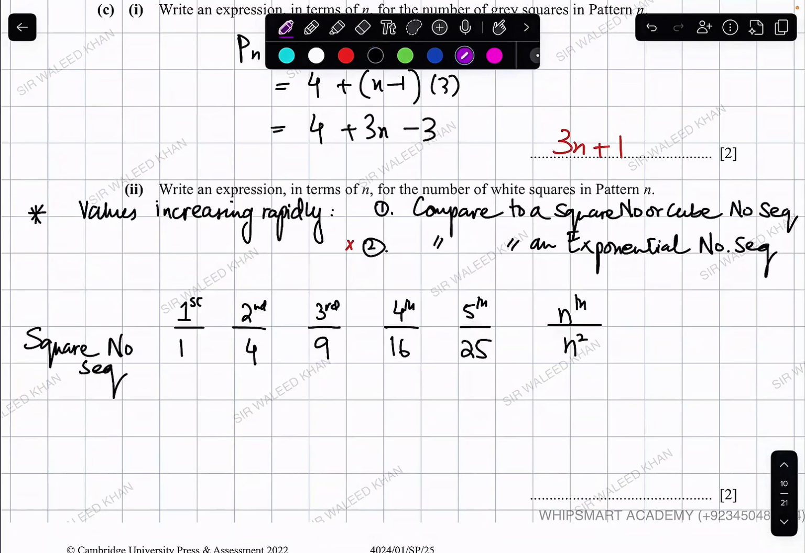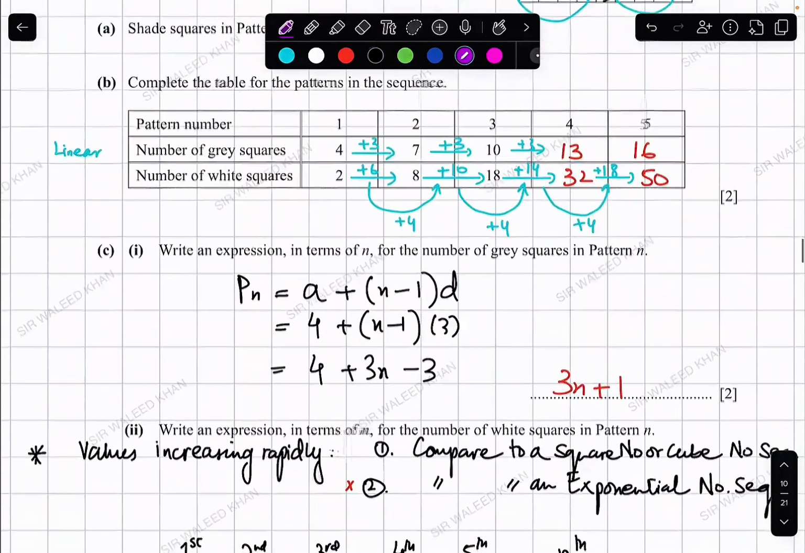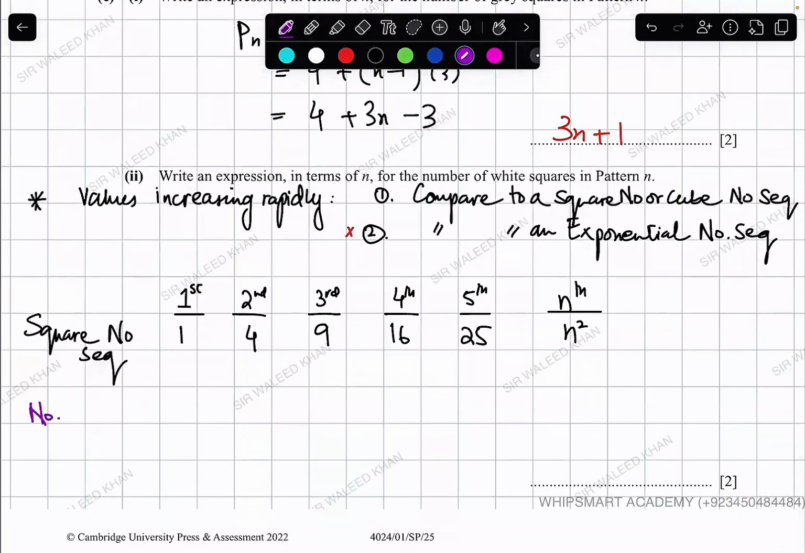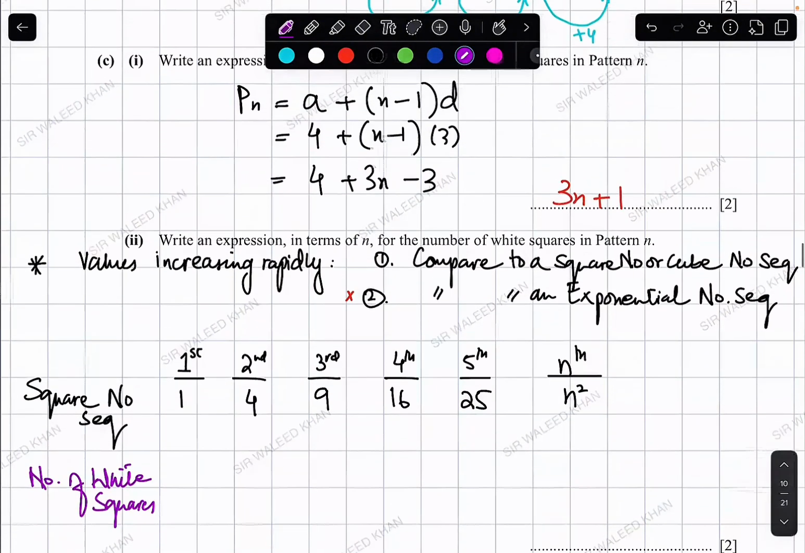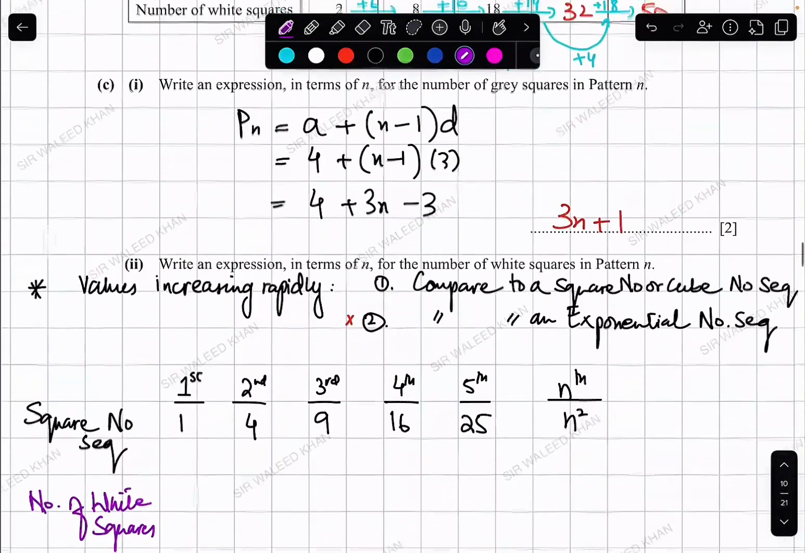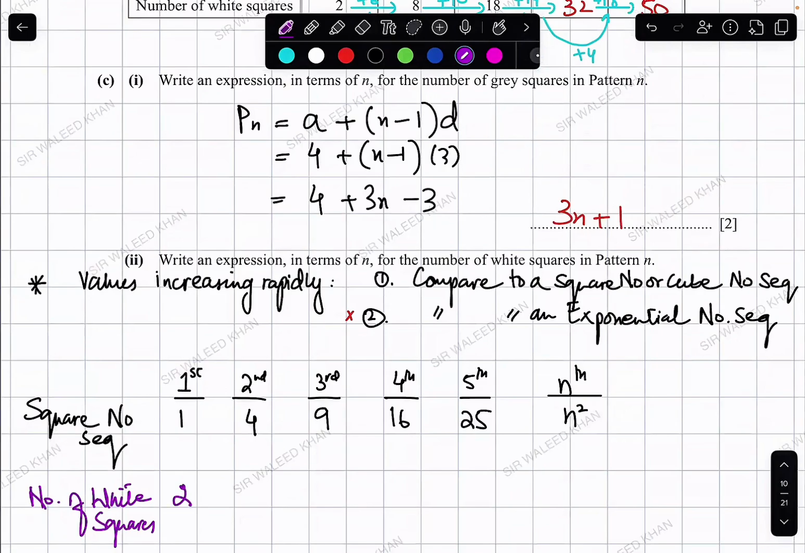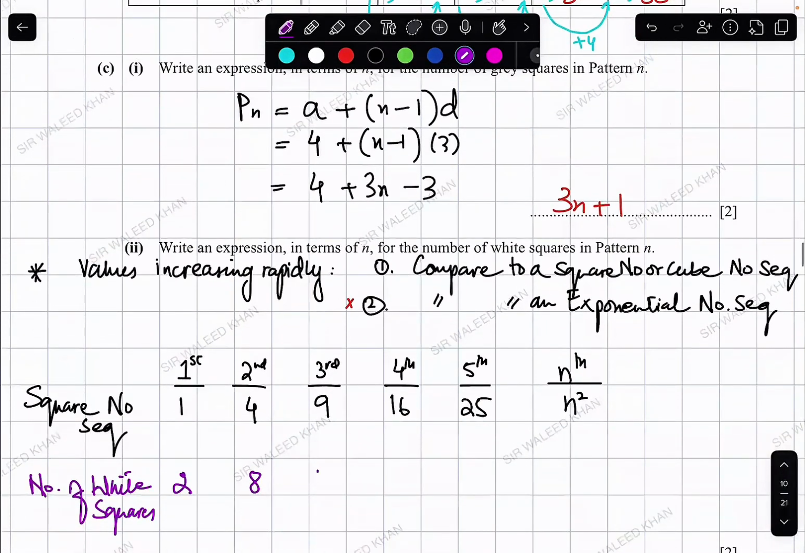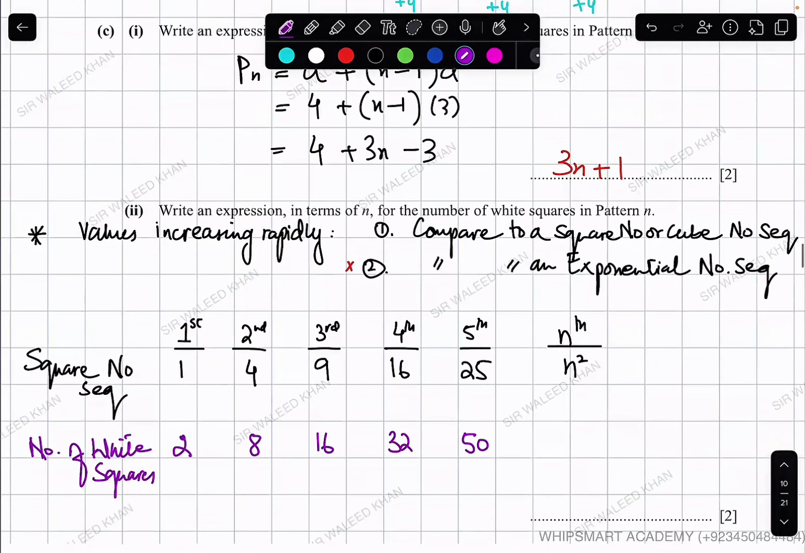The same way, I have to find the formula, the nth term of the number of white squares. What is the sequence? The sequence was 2, 8, 18, 32, and 50. Now, looking at this, we can obviously see a link. What is that? How do we get from 1 to 2?